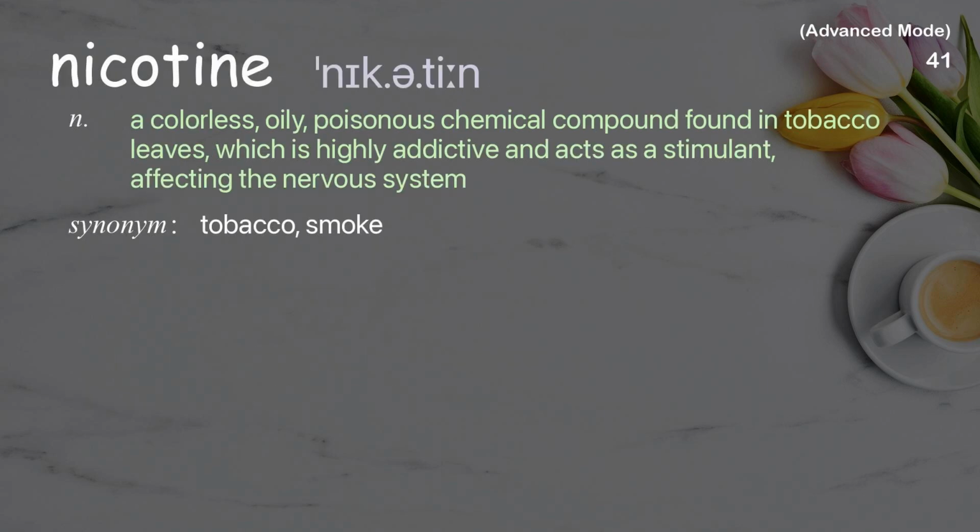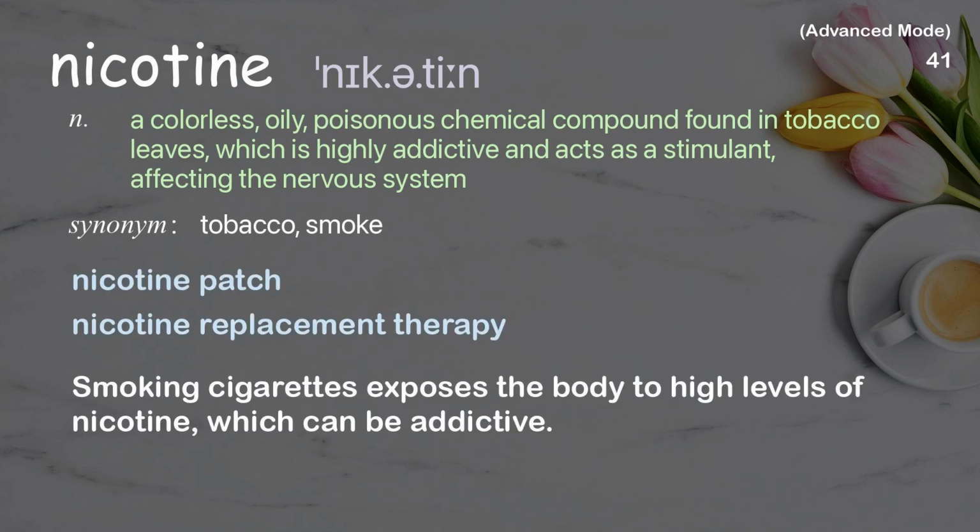Nicotine. A colorless, oily, poisonous chemical compound found in tobacco leaves, which is highly addictive and acts as a stimulant, affecting the nervous system. Examples: Nicotine patch. Nicotine replacement therapy. Smoking cigarettes exposes the body to high levels of nicotine, which can be addictive.